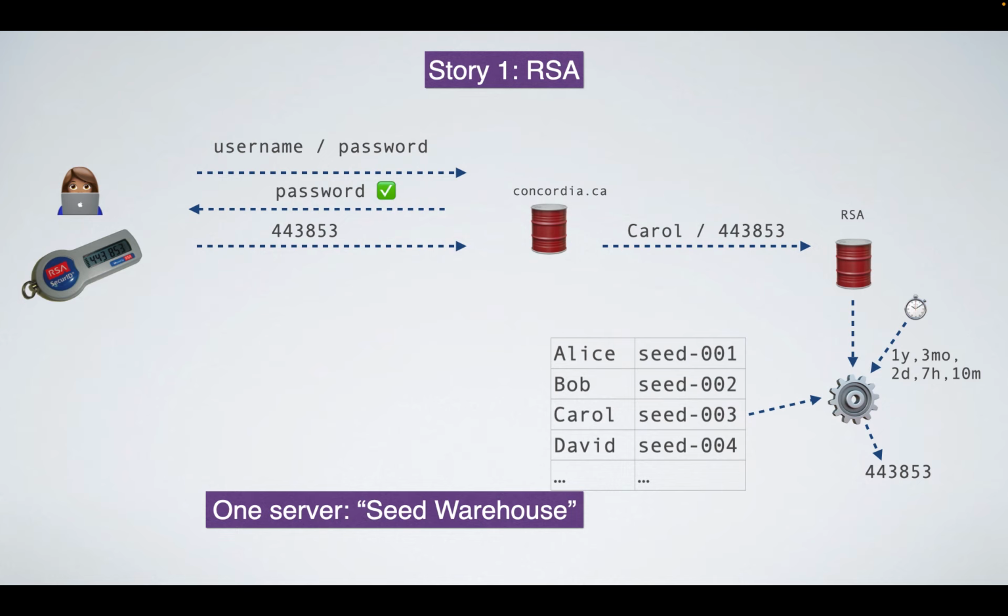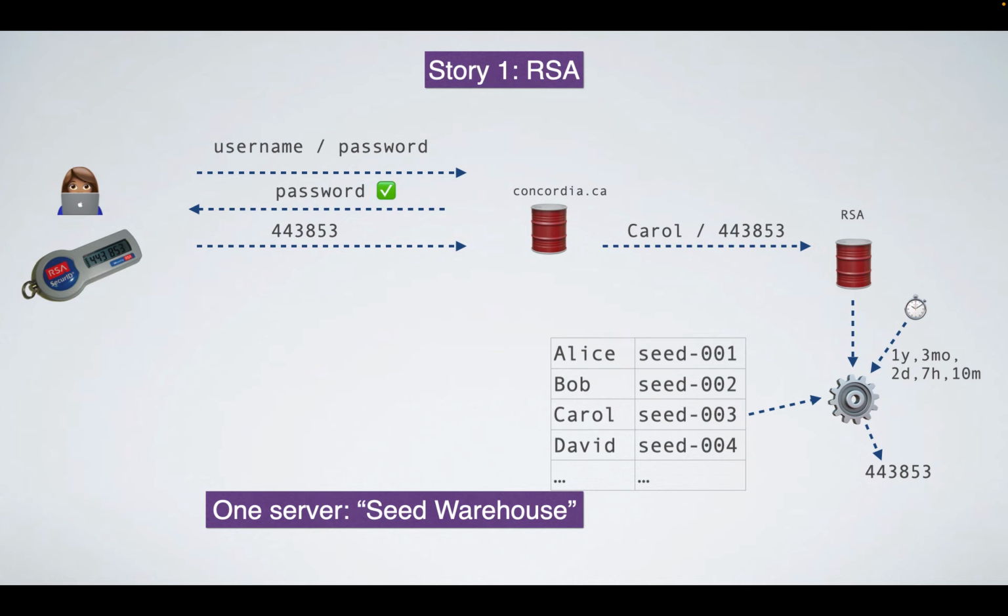So the server is going to sit on the seed of every user. And RSA said, okay, we're going to put all our eggs in one basket. We're going to have one server. It's called the seed warehouse. And this is where all the seeds of all RSA users are sitting in a big table, okay? So when Concordia comes along, they say, okay, this is Carol. We authenticated them with the password. I just want you to check the seed. What the server will do is go and grab this file, and find Carol and find her seed, okay?